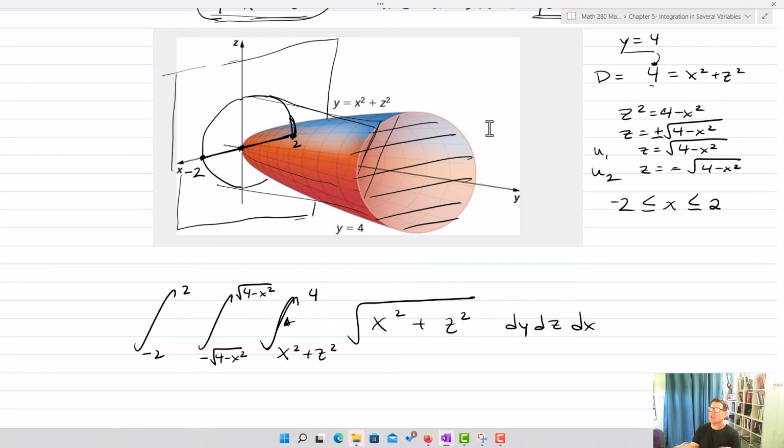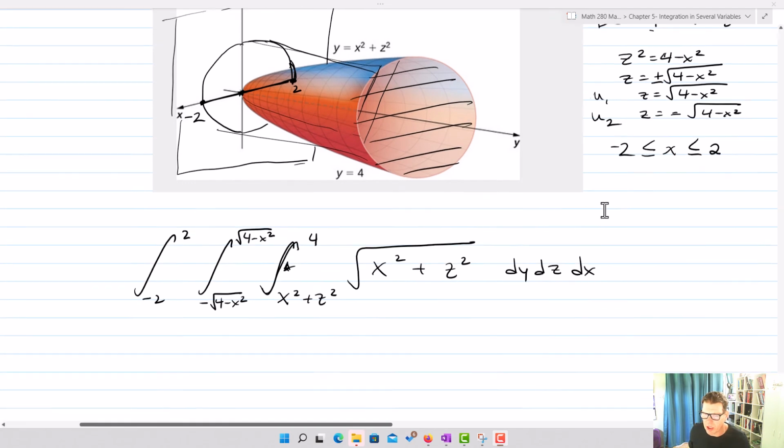So in this case, we changed our order of integration in order to allow ourselves to do an easier integration and an easier setup, right? Something that actually is more effective for us. And then what you'll do is you'll go in, evaluate with respect to y first, then evaluate with respect to z, and finally evaluate with respect to x.